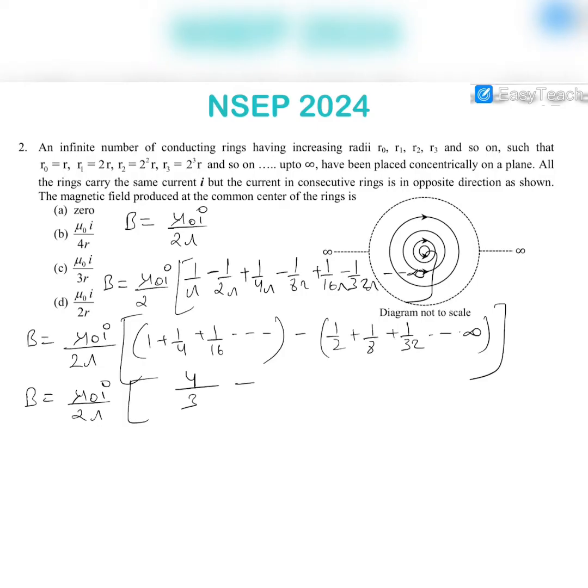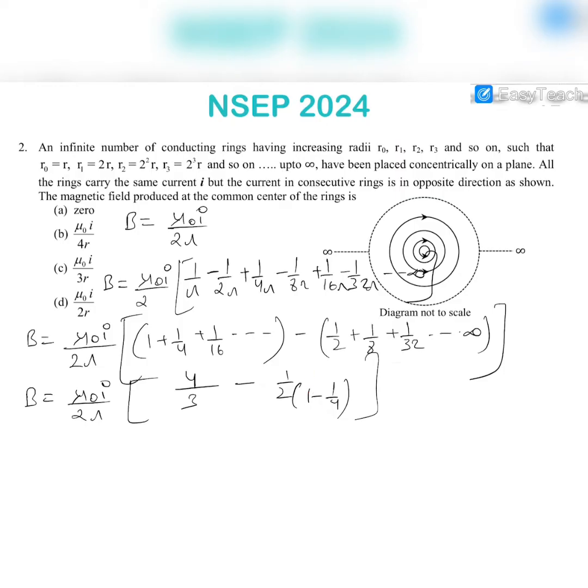In this case the first term is 1 by 2. So 1 by 2 upon 1 minus, again the common ratio is 1 by 4. So this is 1 minus 1 by 4, which would be equal to 2 by 3.